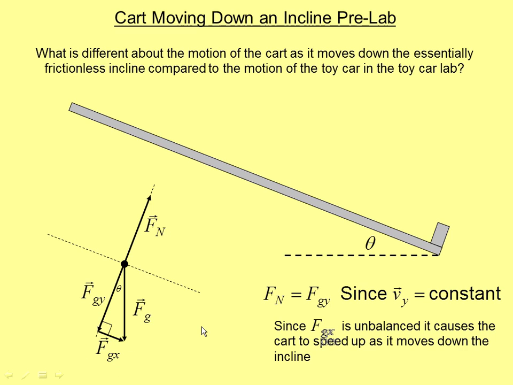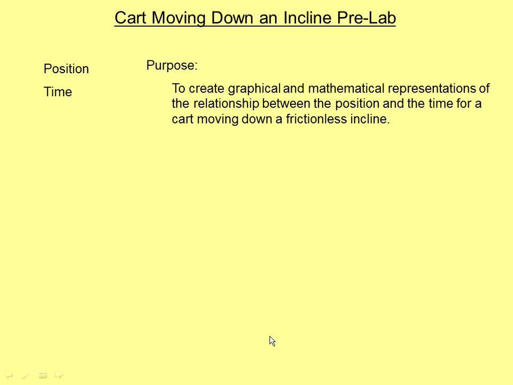Now, since this cart is moving and we want to examine its motion, much like we did with the toy car, we're going to use the same two variables. We're going to measure the position and the time for the cart as it rolls down the incline. And therefore, the purpose of this lab is to create graphical and mathematical representations of the relationship between the position and the time for a cart moving down a frictionless incline.